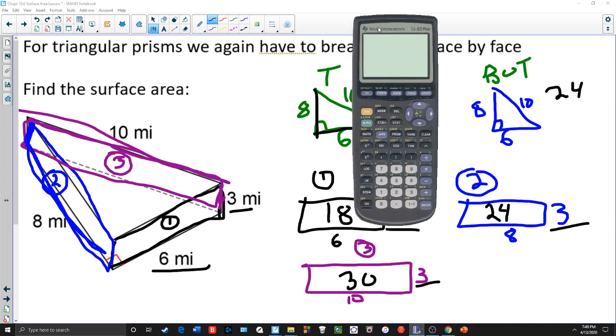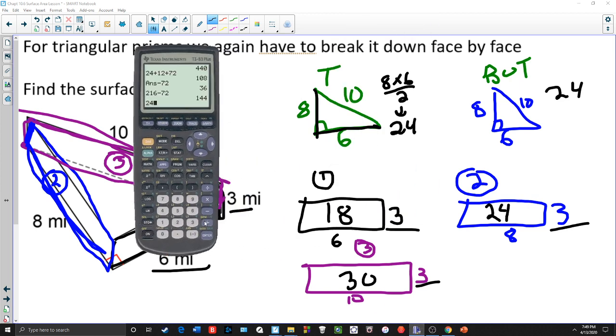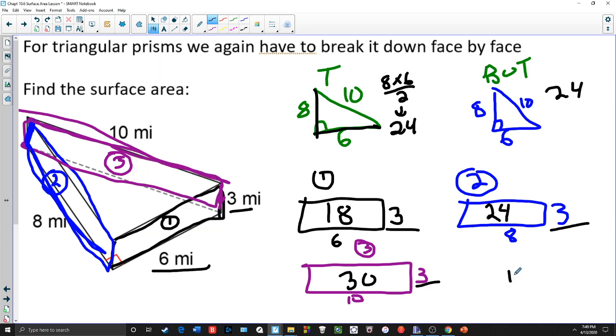So you add them together here: 24 plus 24 plus 18 plus 24 plus 30. And we get 120. So it'd be 120 miles squared as my answer. Again, this involves breaking it down into each individual face and then adding together.